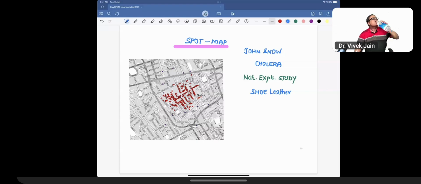Shoe leather gumboots epidemiology is where the investigator himself goes and collects data. Such type of data is also known as primary data in a cross-sectional study. So he is going house to house to find out the data, right? Okay. And one more question I asked. The spot map represents local variation, not rural, urban, district wise, state wise, national level, or international variations. It tells you generally for a very small place, local variations. Right? Okay.